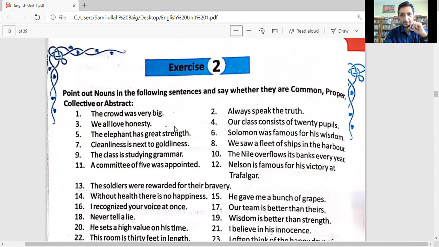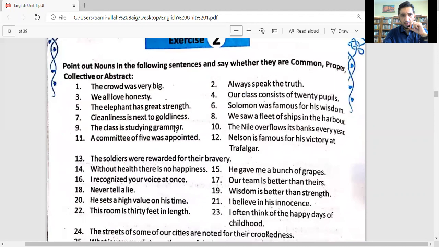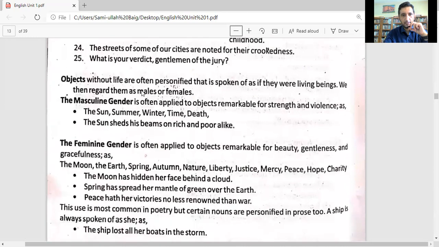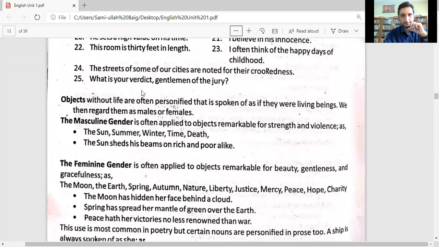Now here is an exercise. Point out the nouns in the following sentences and say whether they are common, proper, or collective nouns. It's very easy. The crowd was very big. Crowd is a group of people. What do we call a noun that represents a group? Similarly, love and honesty. Love may not be a noun here, but honesty definitely is. Love in another sentence may refer to a quality. It may be a noun, but here it's a verb. Now you do these by yourselves.